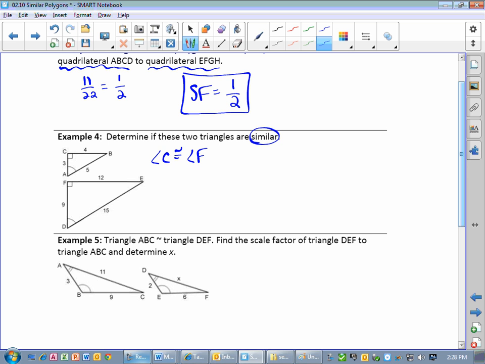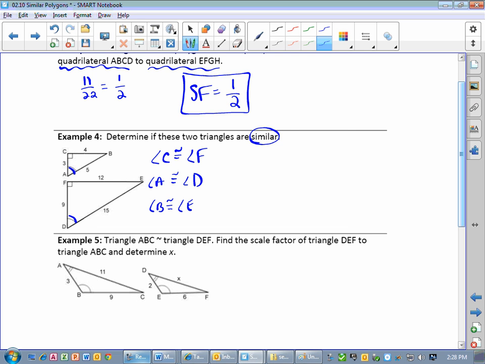Okay. Is angle A congruent to angle D? How do you know? But how do we know they're congruent? Yeah, they both have a little arc. That's a congruency mark. So they're congruent to each other. And what about B and E? Congruent because they have to.